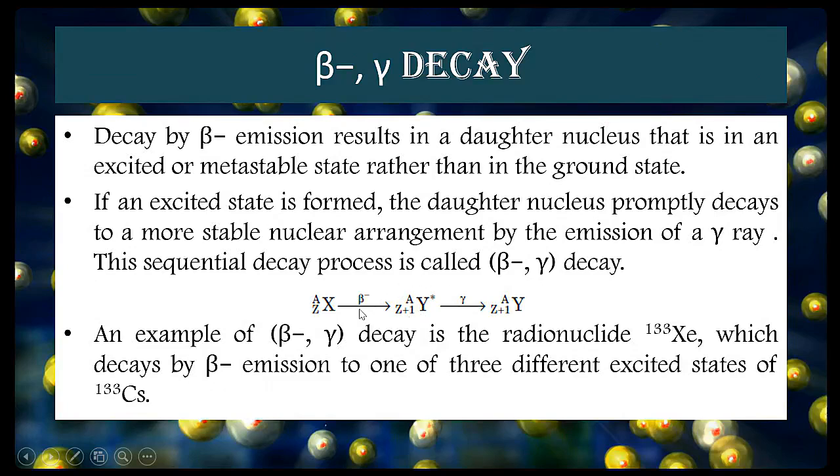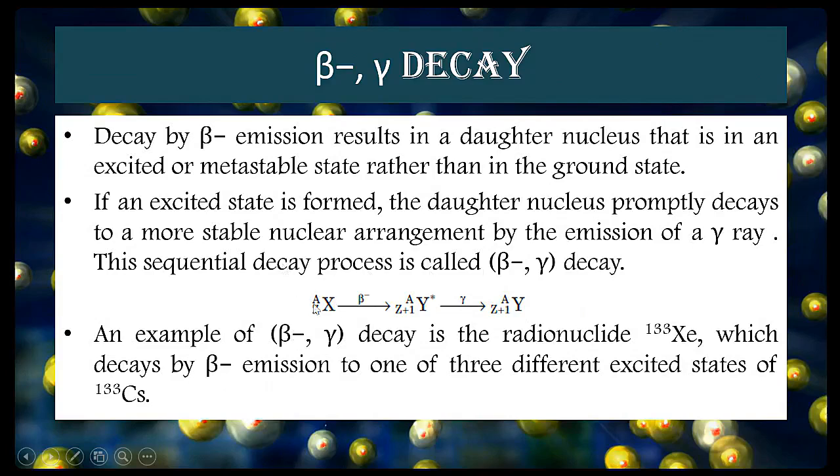After undergoing beta minus decay also, the daughter won't attain stability. They will still be in the metastable state. So to get stability, they will further undergo decay, which is gamma decay. So this sequence is called gamma decay.